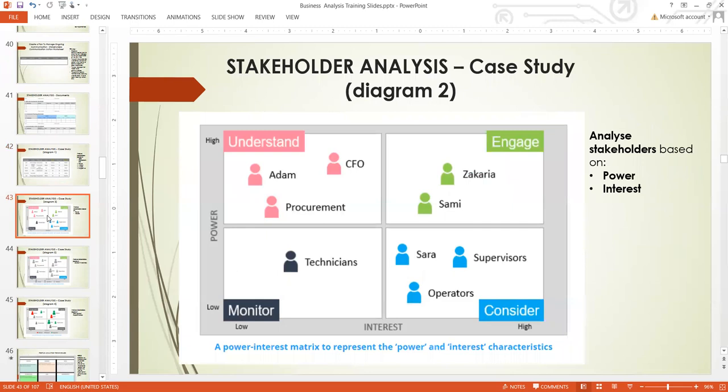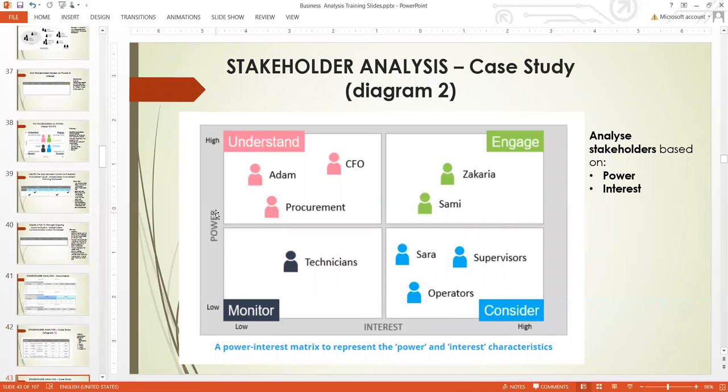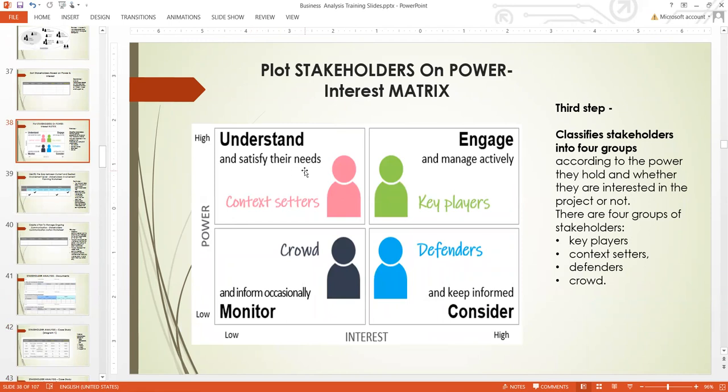So, coming here, you can see Adam. So he's here, and what does this say? It says understand and satisfy them. Under this, our first matrix, it says understand and satisfy their needs.